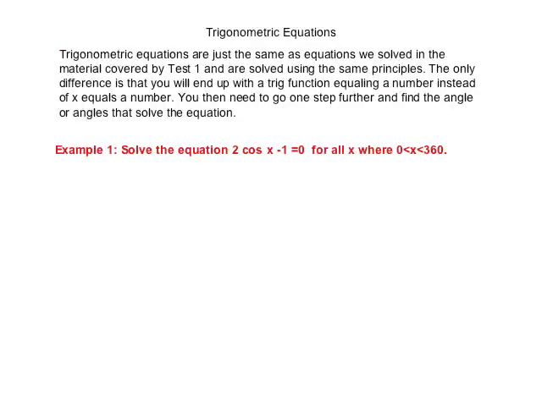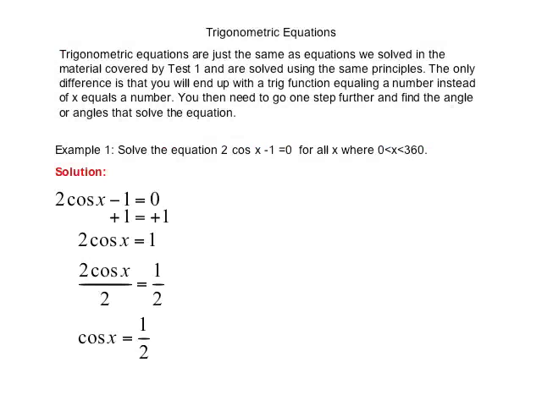Example 1. Solve the equation 2 cosine x minus 1 equals 0 for all x where x is greater than 0 and less than 360. Solution. 2 cosine x minus 1 equals 0. Now our goal is the same as with an equation, to get cosine x by itself on one side of the equation. So we add 1 to both sides and we get 2 cosine x equals 1. And we say, well, we've got to get rid of the 2, so we divide both sides by 2, and we end up with cosine x equals 1/2.